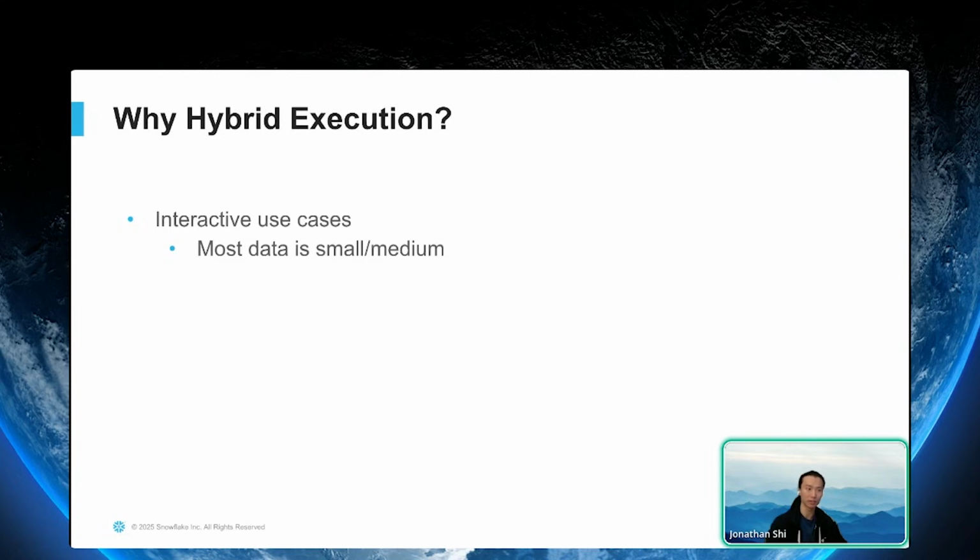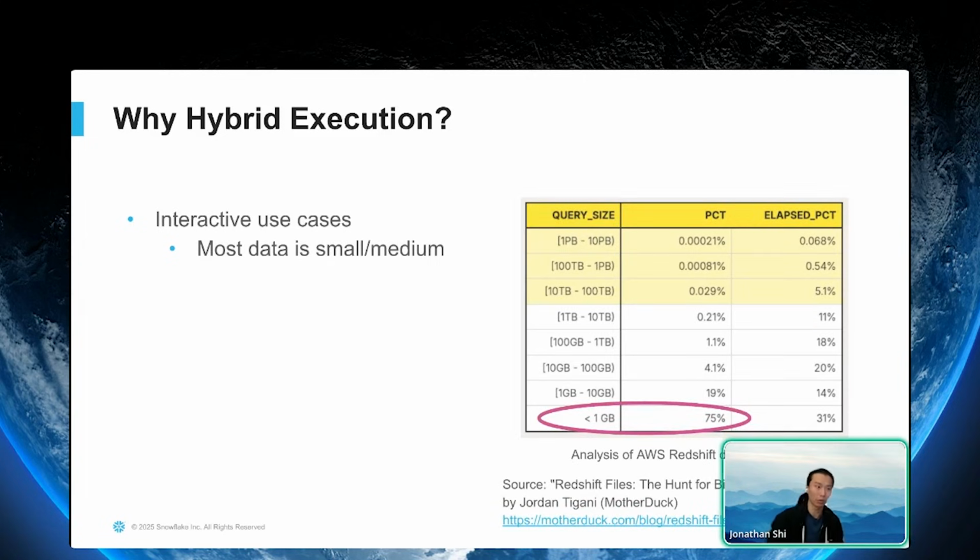But one thing we noticed is SQL tends to not be very good for a lot of interactive use cases. In particular, a lot of users have data that's very small or even medium sized, which native pandas execution tends to be much better at. In 2024, AWS Redshift released a very interesting analysis of a bunch of queries that were run on their system, and Jordan Tigani from MotherDuck, excuse me, wrote a blog post dissecting the raw data that AWS released. One very interesting insight from this report is 75% of queries scanned less than 1 GB of data.